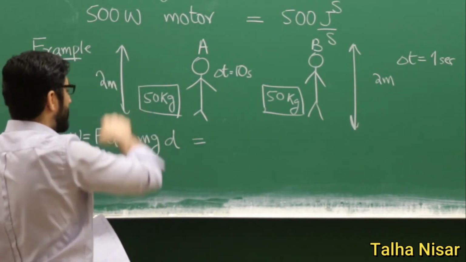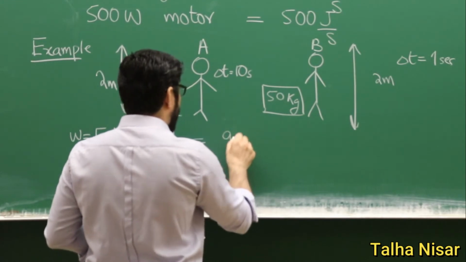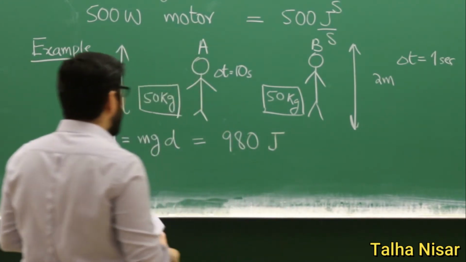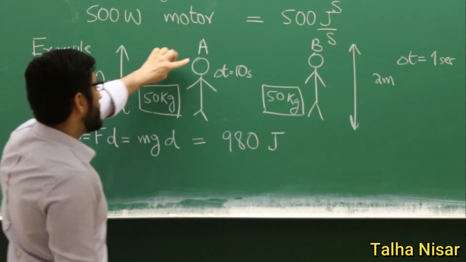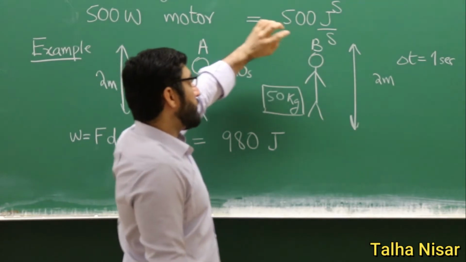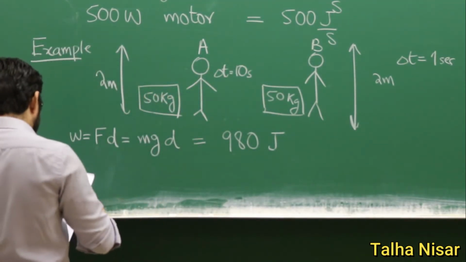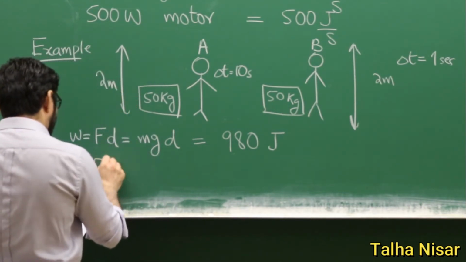And then we have the displacement here. So when we put all these values, we will get 980 joule work done. The work done is the same for person A and also person B. And now we want to know how much power is done by both people.